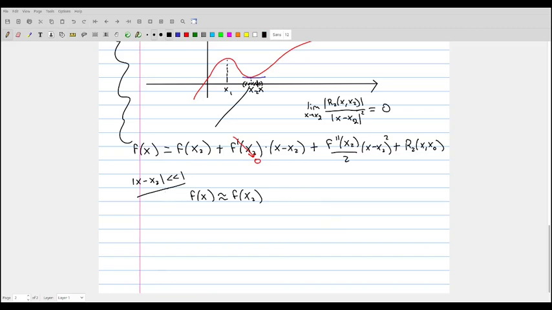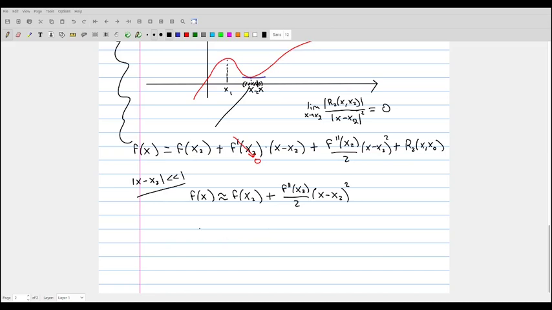And when x minus x2 is very small, or you're very close to x2, this means that f of x is approximately equal to f of x2 plus 0, so I'm not going to include that, plus the second derivative at x2 over 2 times x minus x2 squared, and then the remainder term is essentially 0. Because it goes to 0 much faster than this term when x minus x2 is very small, we have this nice approximation right here.